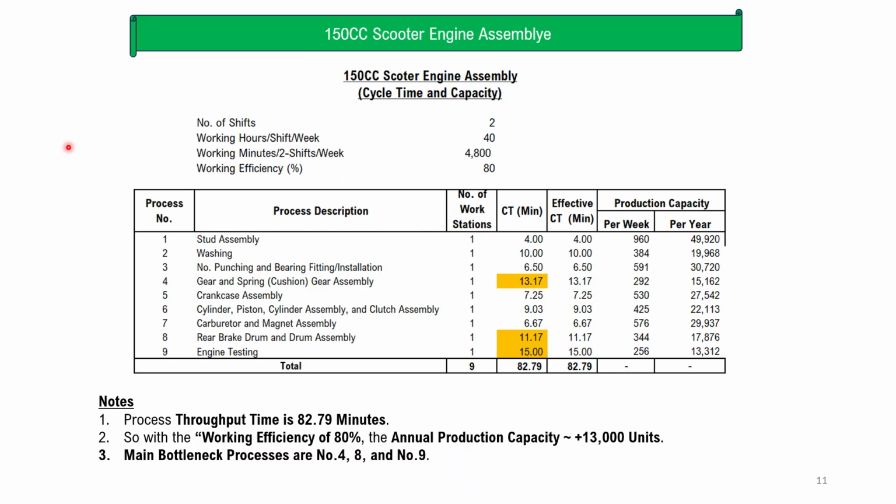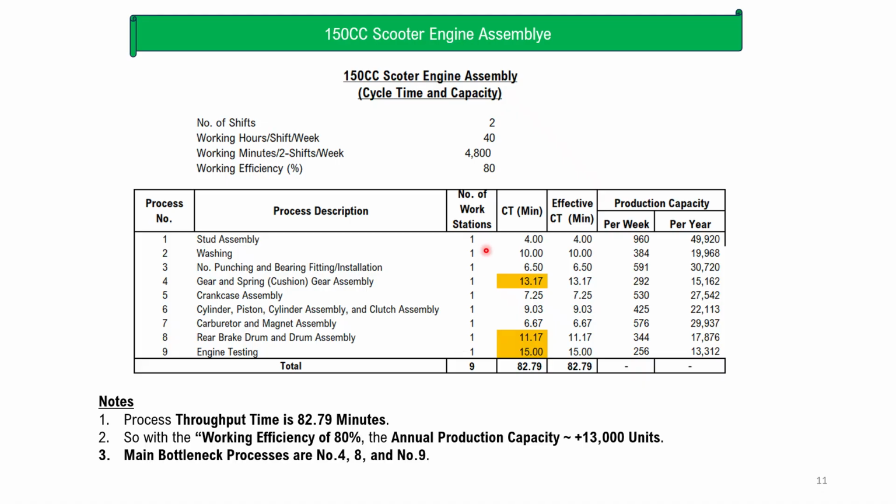Now, coming to the cycle time and production capacity. On the basis of the assumption that the number of shifts is 2 with working hours per shift per week, 40 hours, working minutes per 2 shifts per week are 4,800 minutes, and assuming the working efficiency of 80%. Here is the list of processes which we have already discussed. Here is the number of workstations, assuming that we have one workstation in each case.